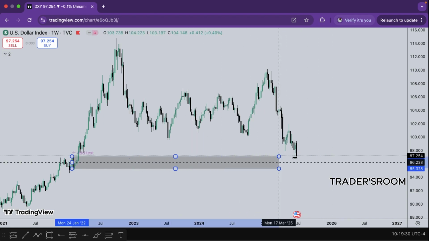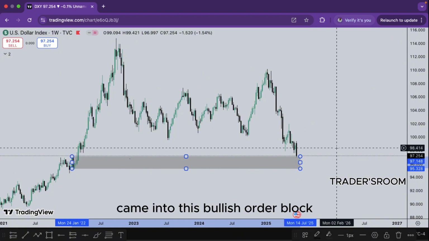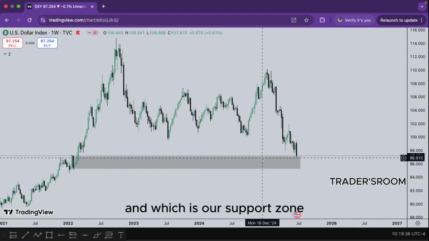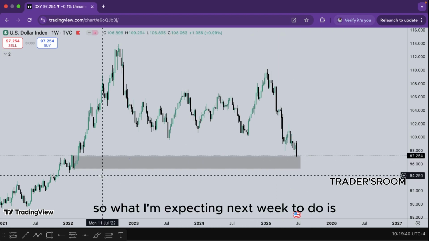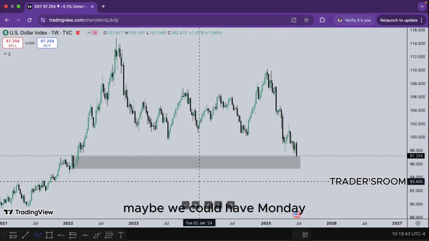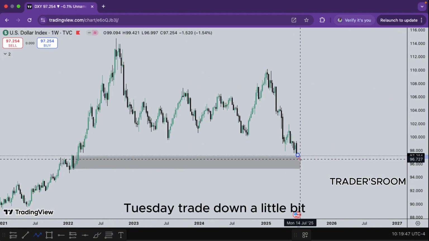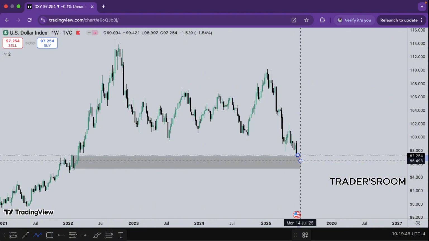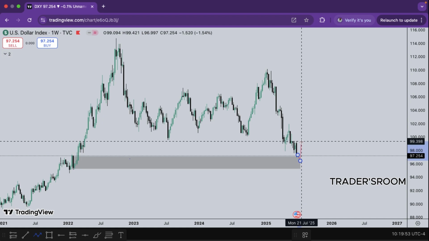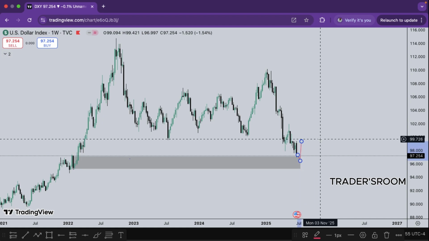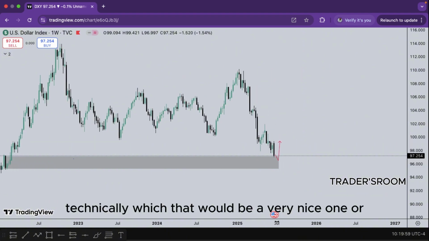bullish order block, which is our support zone. So what I'm expecting next week is maybe we could have Monday, Tuesday trade down a little bit, then during the midweek we see a reversal to the upside. Technically, that will be a very nice one.